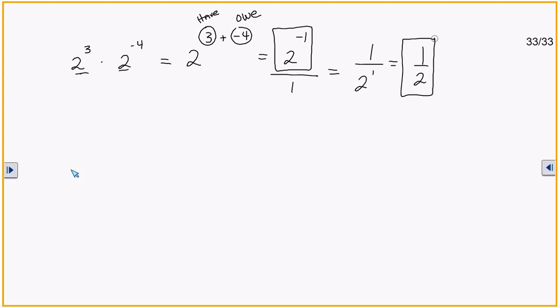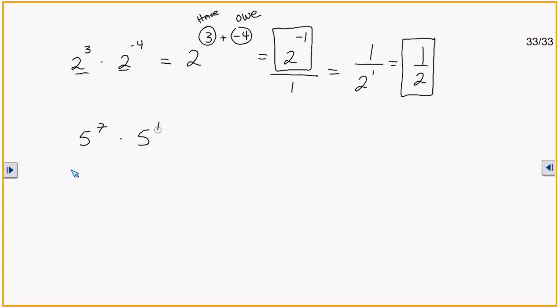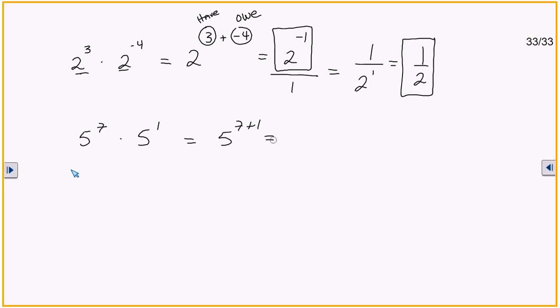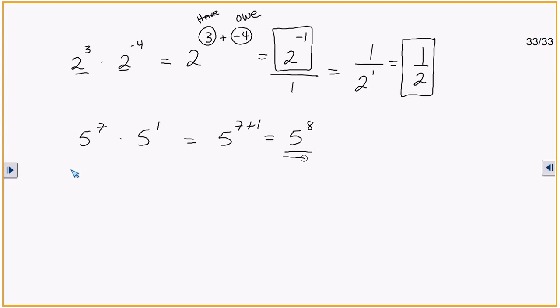Okay, so let's do another one. 5 to the 7th times 5 to the first. Well, that's going to be equal 5 to the 7th plus 1, which is equal 5 to the 8th. Now, I know some of y'all are probably saying, well, this is pretty simple. Well, the reason I'm going over the product rule and the quotient rule is the next slide we're going to go over scientific notation, and we need to make sure you apply the product rule and the quotient rule to scientific notation.